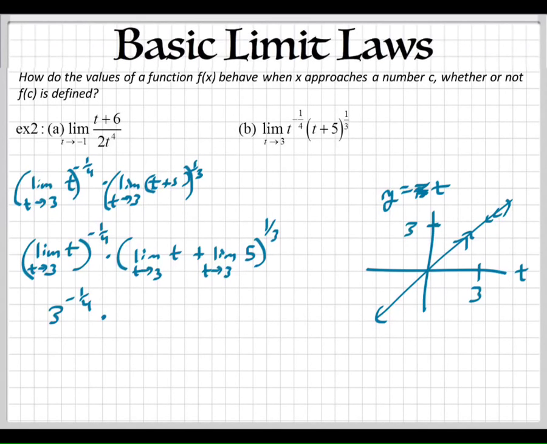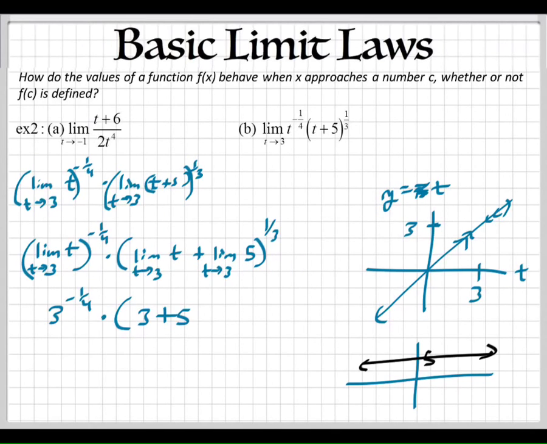And we're going to multiply that times whatever we get on the inside here. So this is also going to be 3. And then what's this one going to be? 5, because this is a constant function. A constant function is just a horizontal line. So it's kind of like this guy right here which is at 5. It doesn't matter where you approach an x value, you're always going to get 5.